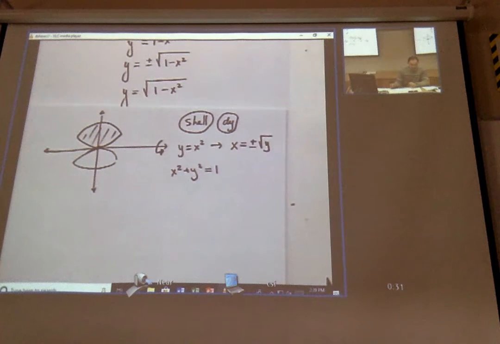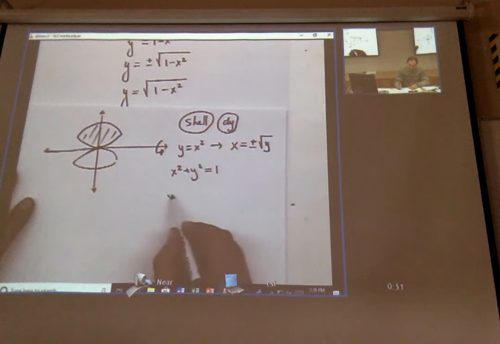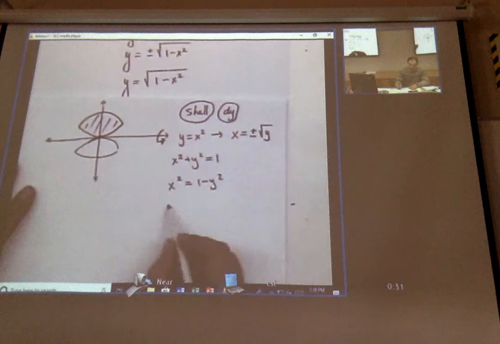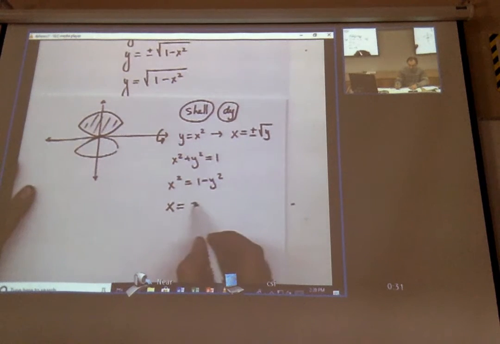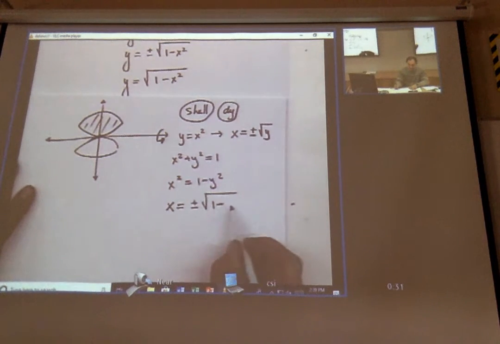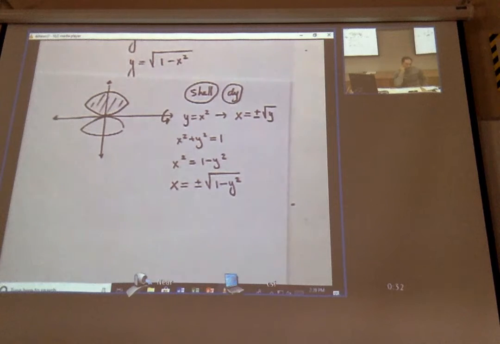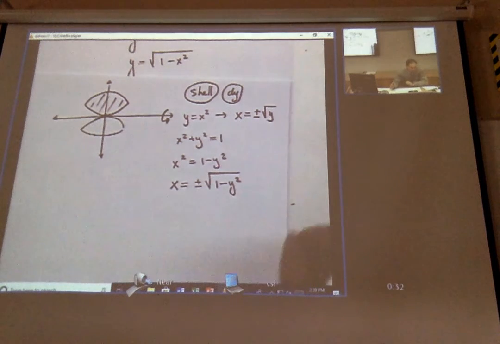And I have to solve this for x again. So we have x squared equals 1 minus y squared. So x equals plus or minus the square root of 1 minus y squared. Okay, so this is what we have here. And then we're going to see how we'll take care of this. But this is what we have.